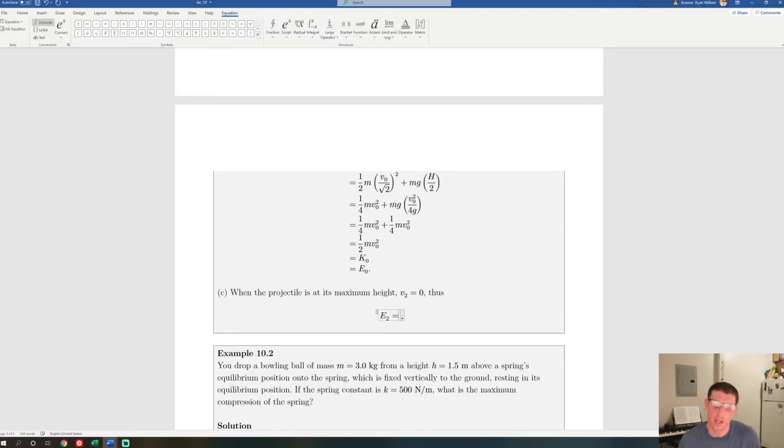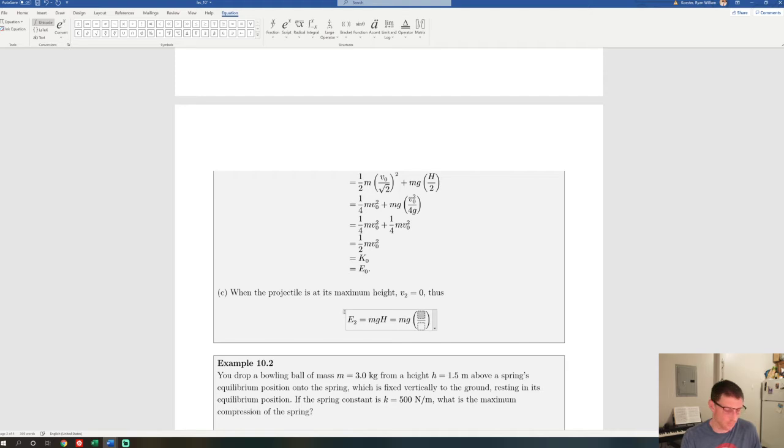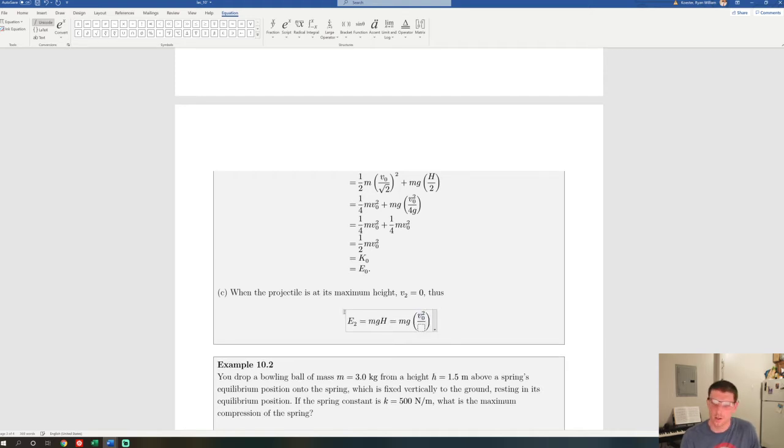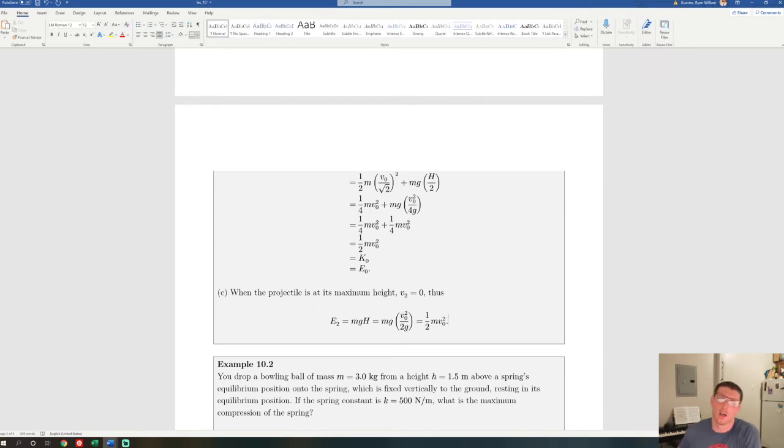E2, the mechanical energy at the projectile's maximum height, is just going to be mgH. And remember that we found big H to be v naught squared over 2g. So this is 1/2 m v naught squared. That's good, because this is equal to E1, which is equal to E naught.